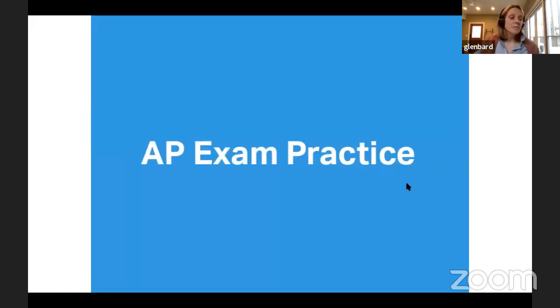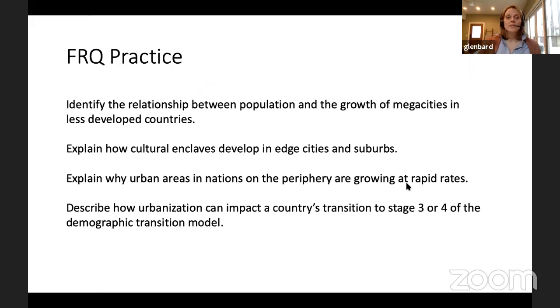So as Miss Lindsay left you yesterday with some exam practice, we pulled 4 different FRQs for you to think about. So the relationship between population and the growth of megacities and less developed countries. Explain how cultural enclaves develop in edge cities and suburbs. That connects back to your culture unit. Explain why urban areas and nations on the periphery are growing at rapid rates. Think about the demographic transition model in number 4. Describe how urbanization can impact a country's transition to stage 3 or 4 of the demographic transition model.